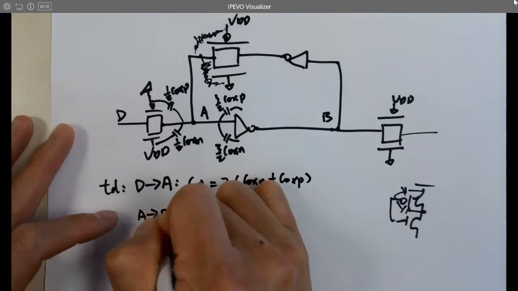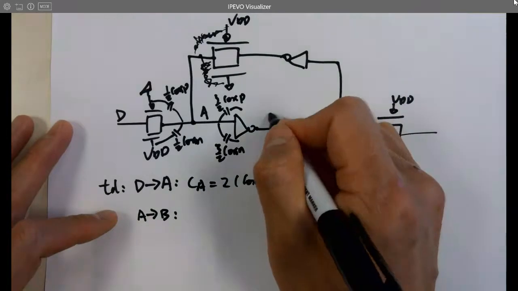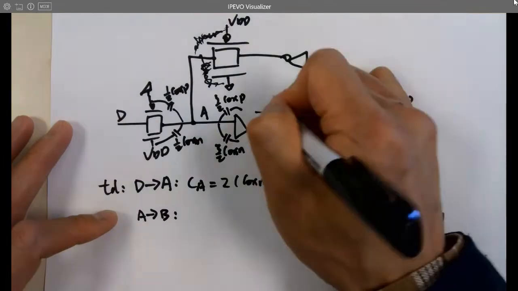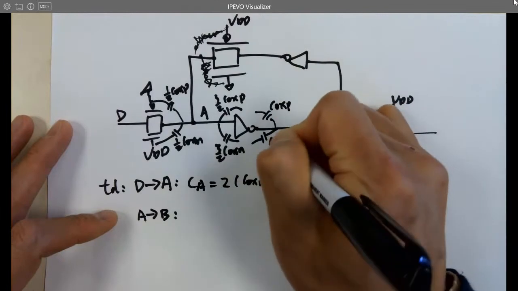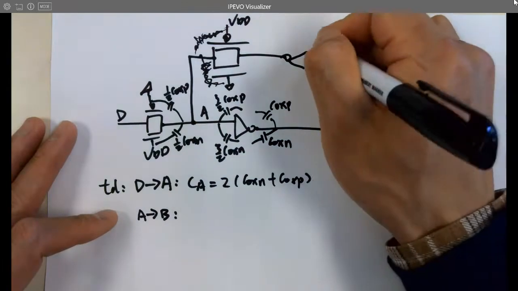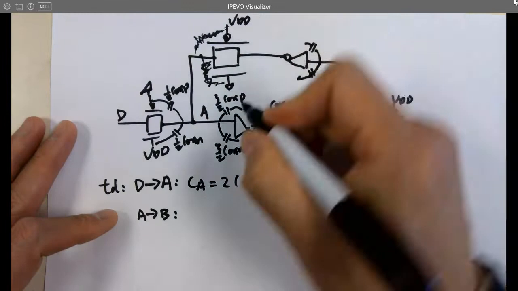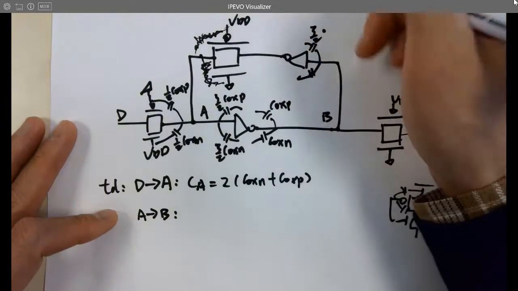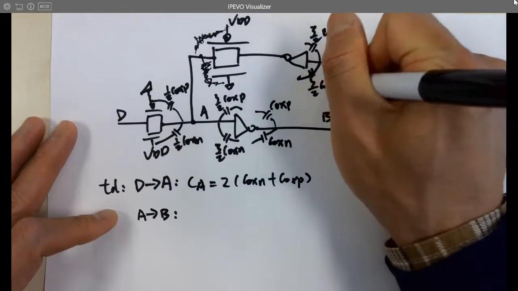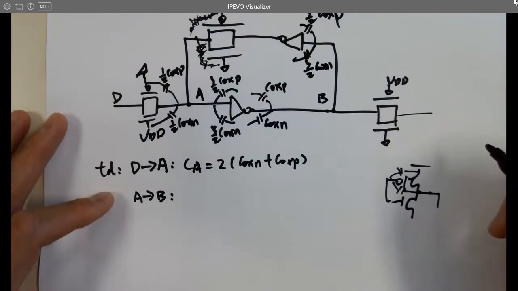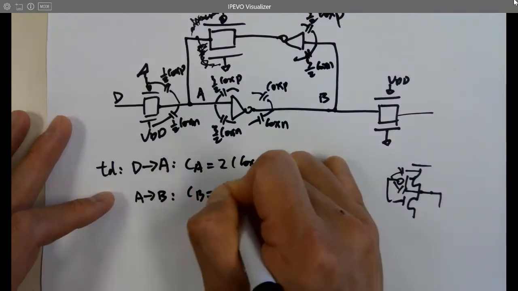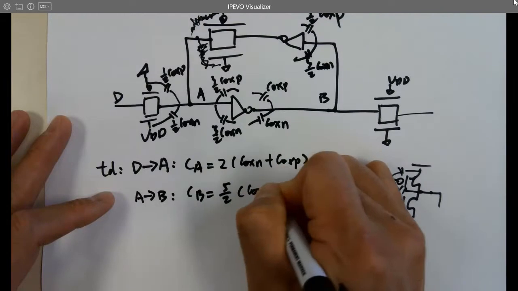From A to B, here, what do we have for the output of the inverter? It's Cox P and Cox N. Nothing else here. So you got input here as well. And for the input, this is 3/2 of Cox P and 3/2 of Cox N. So this is 5/2. CB equals 5/2 of Cox N plus Cox P.